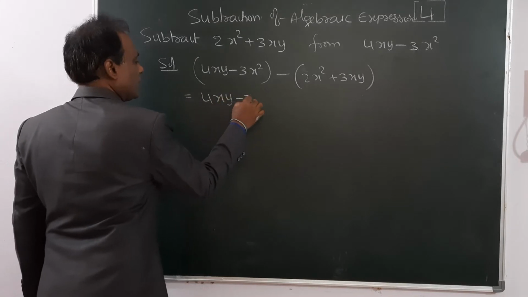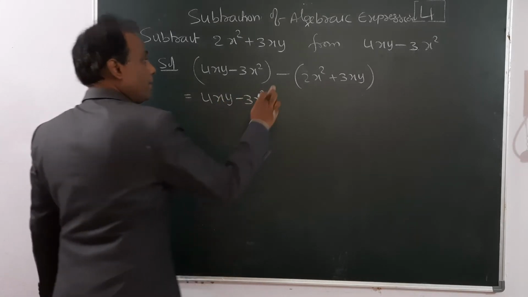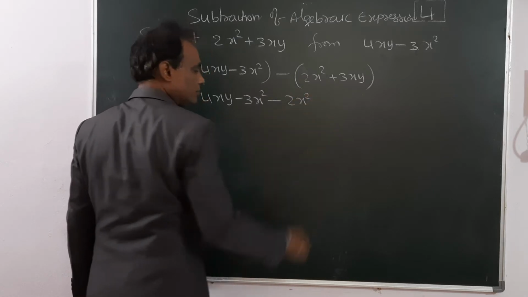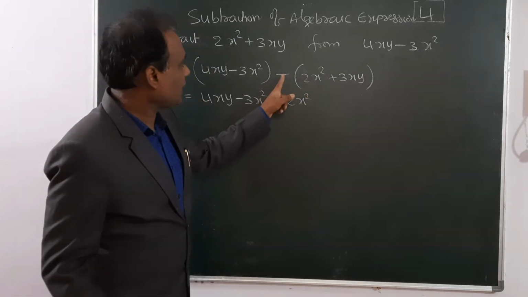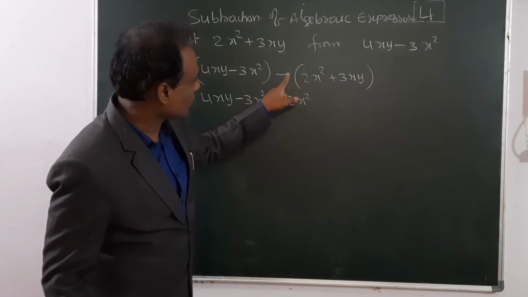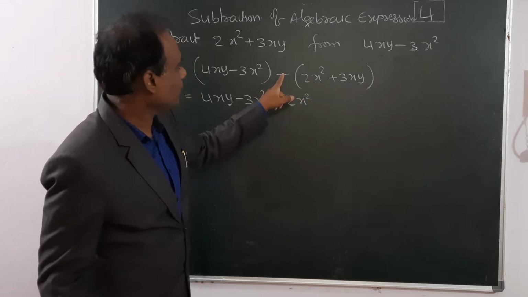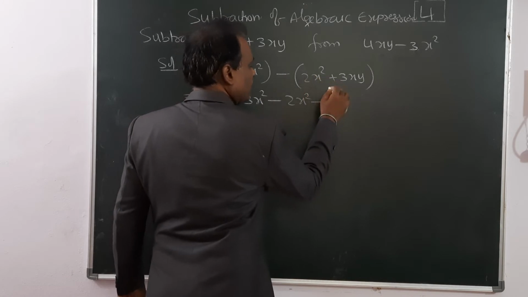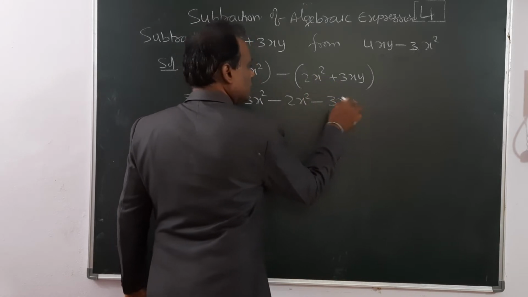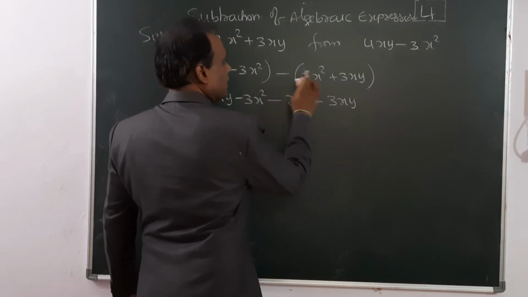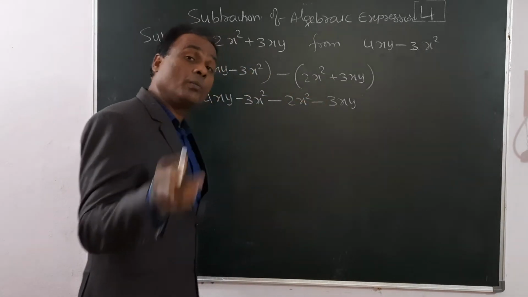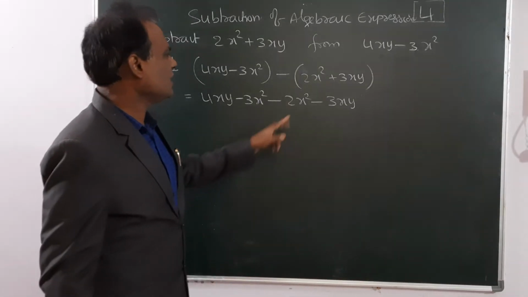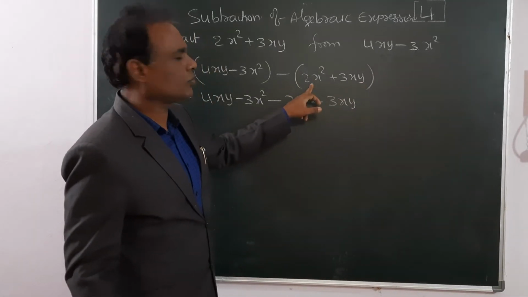4xy minus 3x square, minus into plus is minus. Minus into minus is plus. Minus into plus is minus. That means nothing but all the signs of the second expression will change.